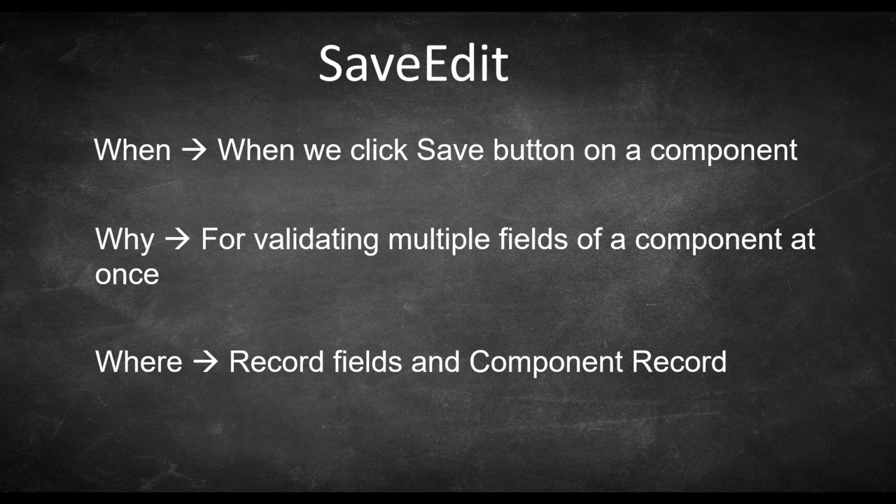The name contains edit, and edit means validation. So we can use SaveEdit to validate multiple fields of a given component. Now, earlier we have seen a PeopleCode event called FieldEdit, and that event is also used to validate fields in a given component. Now, what is the difference between FieldEdit and SaveEdit? For each field, we have a FieldEdit PeopleCode event available. That means we use FieldEdit PeopleCode to write validation logic only for a particular field.